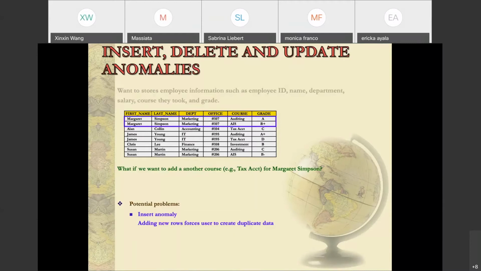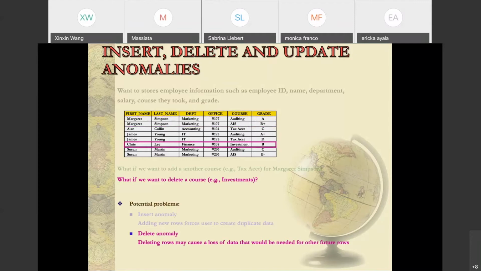So, first question, what if we want to add another course for Margaret, right? So, the potential problem is insert anomaly. Adding new rows forces the user to create duplicate data. Another question, what if we want to delete a course? This causes a potential problem, delete anomaly. Deleting rows might cause loss of data that might be needed for the future.